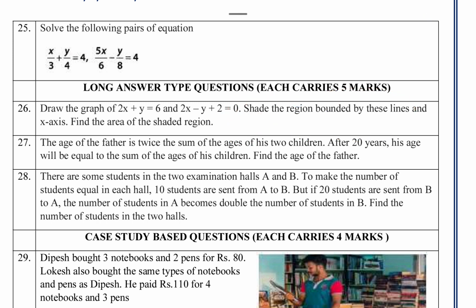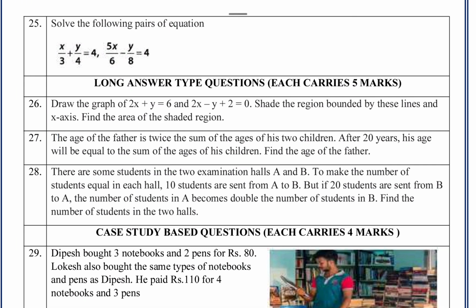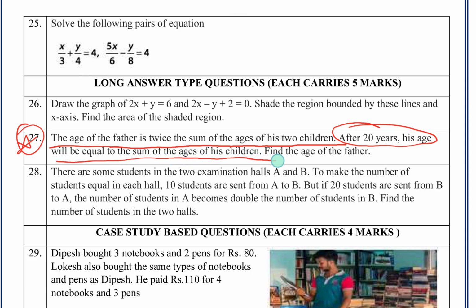Then coming to the 27th, very important children, mark it important. The age of the father is twice the sum of the ages of the two children. After 20 years, his age will be equal to the sum of the ages of the children. Find the age of the father. Father's age is 40 years.